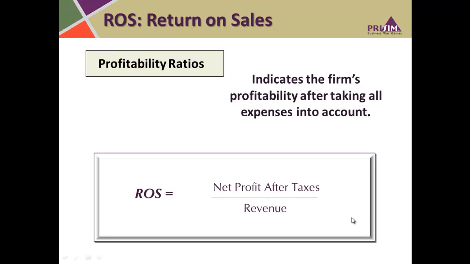And here's another profitability metric, return on sales. And this is an indicator of the overall profit performance of the company. And it's calculated as net profit after taxes divided by revenue. So as an example of interpreting this ratio, if you had an ROS of 7%, you've got 7 cents in net profit after taxes for every dollar of revenue that you've generated.